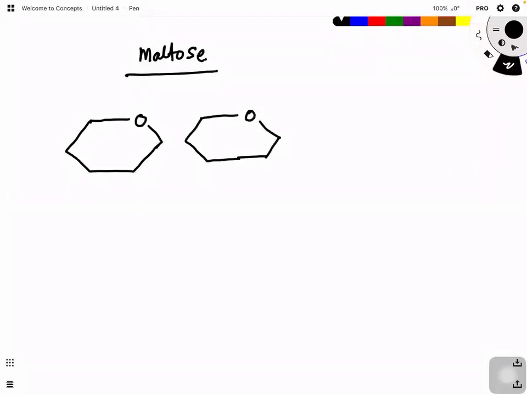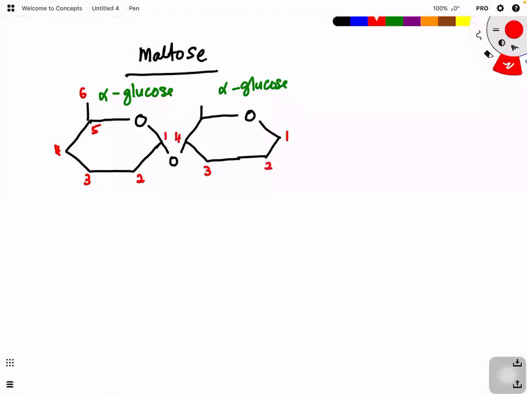Then we have the glycosidic bond formed here. If you look at this, I labeled this alpha glucose, alpha glucose. Alpha glucose generally means that you can see this is carbon 1, carbon 2, carbon 3, carbon 4, carbon 5, and carbon 6 is outside of the ring. Correct or not? Carbon 6 is outside of the ring. Again, this is carbon 1, carbon 2, carbon 3, carbon 4, carbon 5, and carbon 6.